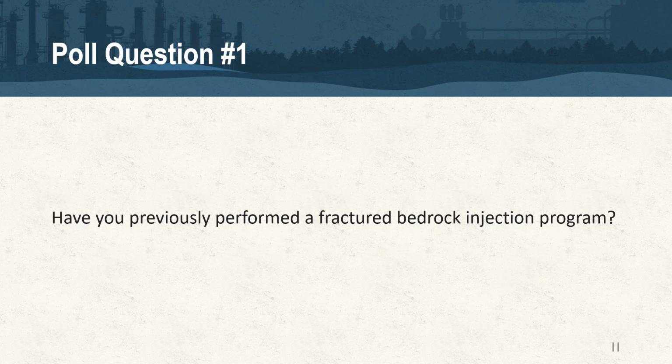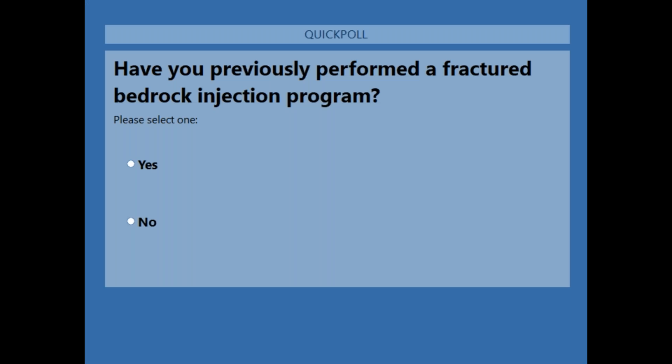So here's our first poll question. For those of you that are joining us for LSRPA credits, we'll need you to answer these. Let me launch this one here. So our first poll is, have you previously performed a fractured bedrock injection program? I'll leave this up for about 30 seconds and we'll share the results.